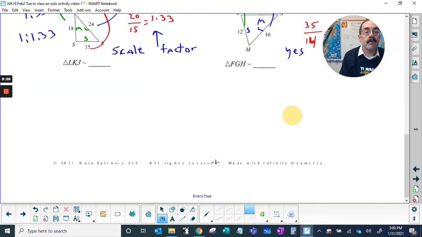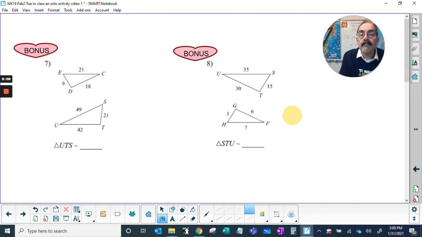We have one more. Bonus problems. You do these for extra. So what do we got? Short, short, medium, medium, long, long. Always line them up and calculate the proportions in order to get the scale factor.